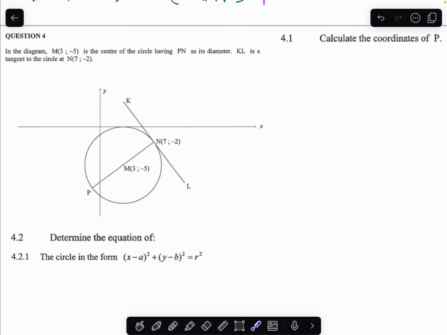Okay. KL is a tangent to the circle at N with those coordinates. Tangent. Right. First question. Calculate the coordinates of P.